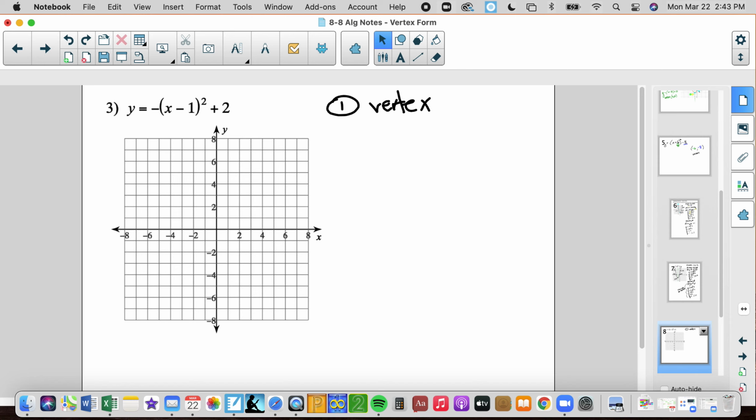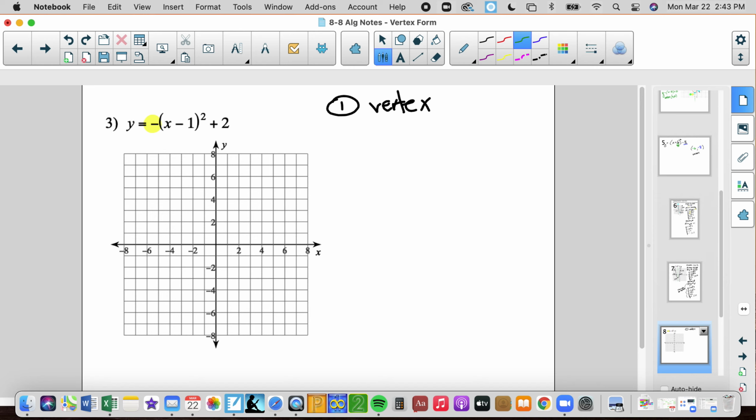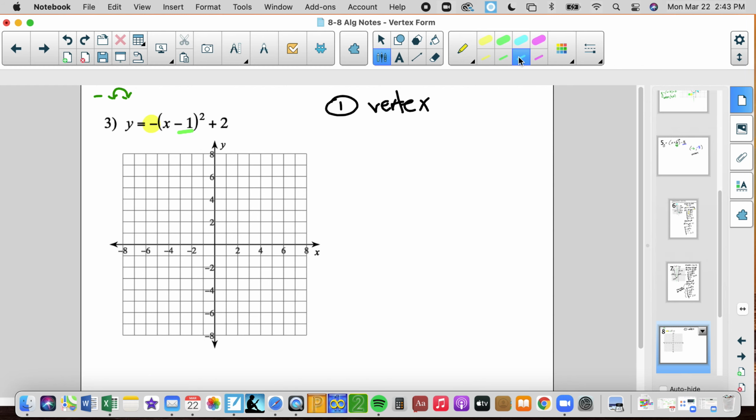What do we notice about this equation that might be a little bit different from the others? Hopefully, when you look at that, you notice that there is a negative outside of the quantity. And since there is a negative outside the quantity, we should know that this graph is going to be upside down. When your coefficient is negative, we know that it's going to be an upside down U. Okay? So we still pull the vertex the same way. The vertex is still the opposite of what we see there and what we see there.